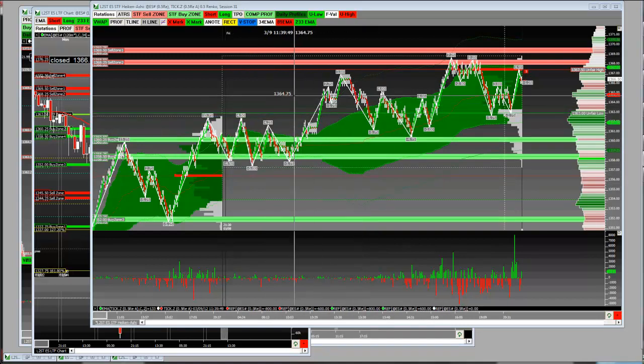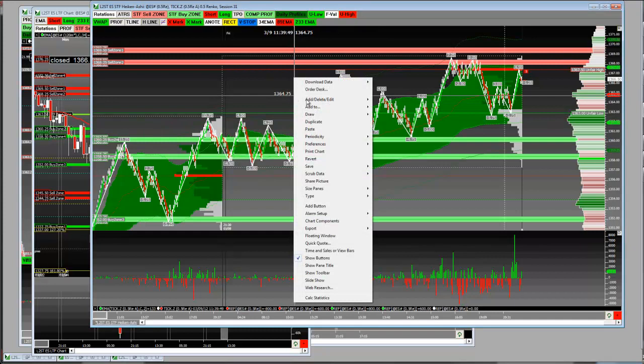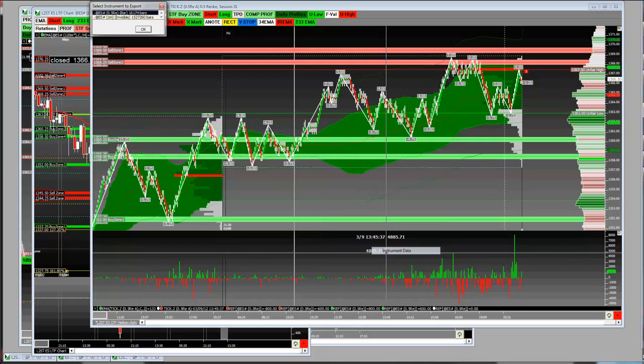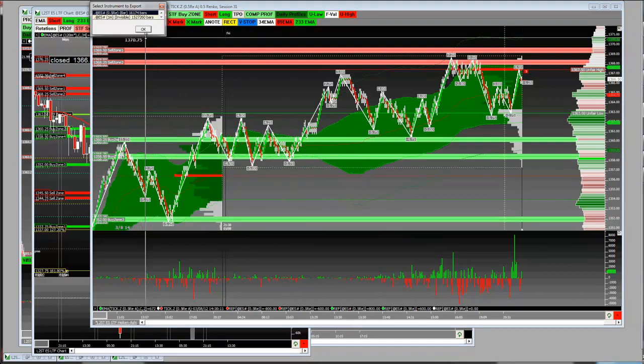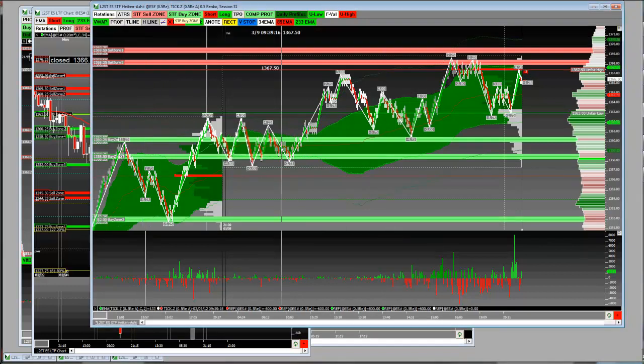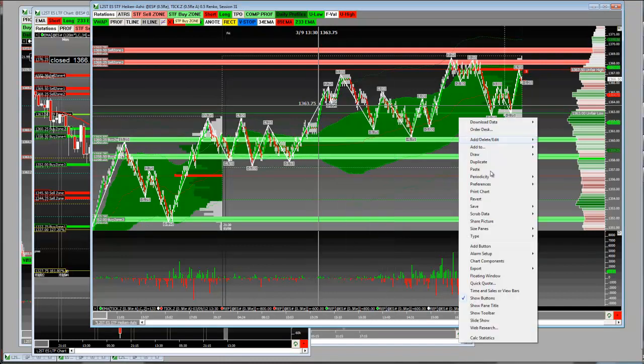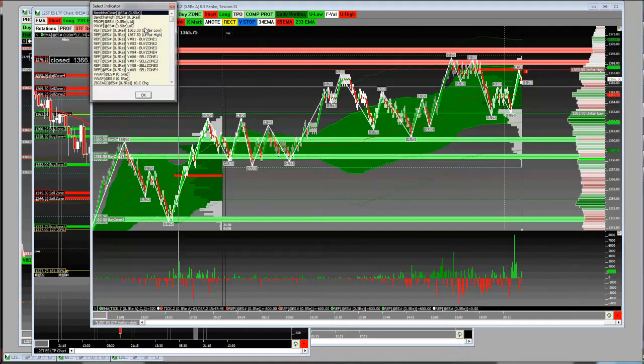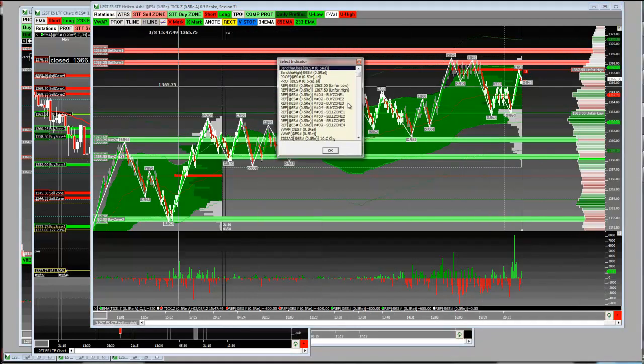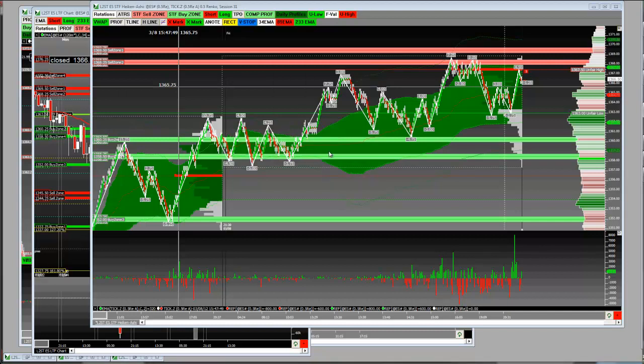One of the things you can do is right click on any chart, Market Delta, export instrument data. Indicator data. So you click on indicator data, you choose the indicator you want to export the information for. Now you can also do this with profiles. So for example, I could export all of the information for that 1 day profile.